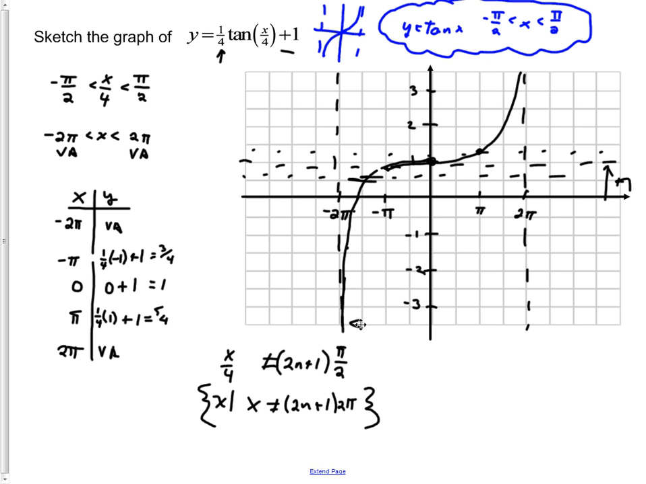Our period of our function is equal to 4 pi. How do we know? Well, remember that the period is always found by taking pi and dividing it by b. So our period is equal to pi over 1/4. That's 4 pi. All right, so we can see that all of these things are verified within our cycle, and so this is what our graph is going to look like.